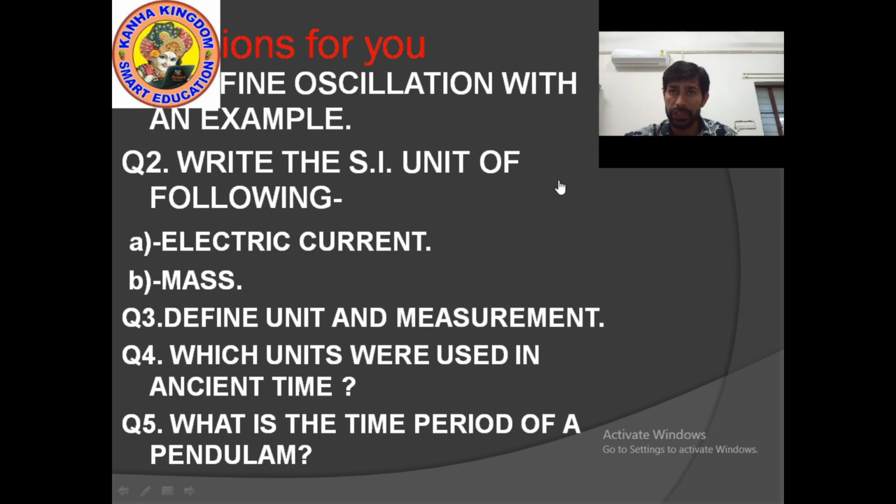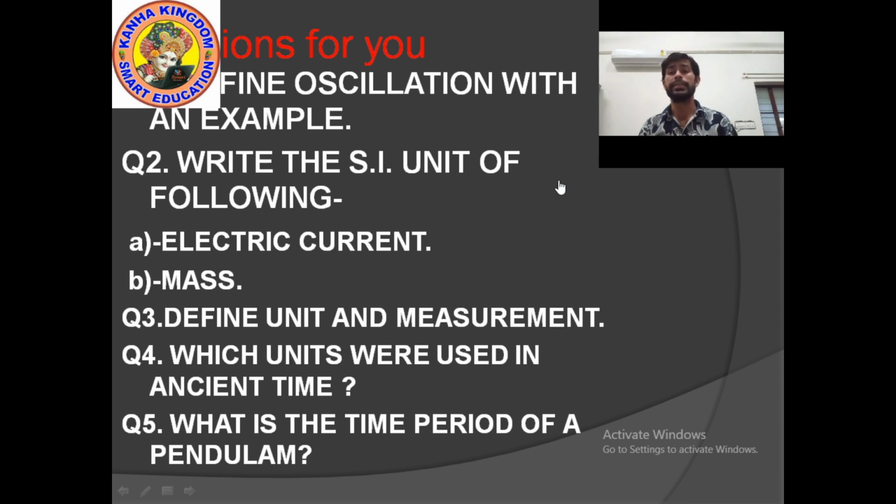Now next question, question number 3: define unit and measurement. Yes, what is unit and what is the meaning of measurement? Unit. What is unit? The comparison between known and unknown quantity is called unit. Or the second definition of unit: a fixed quantity that is used as a standard of measurement is called unit.